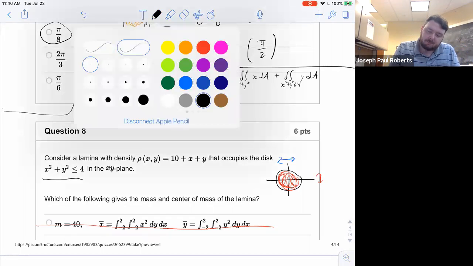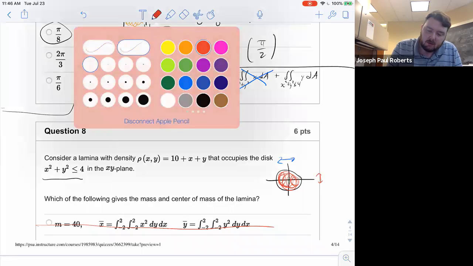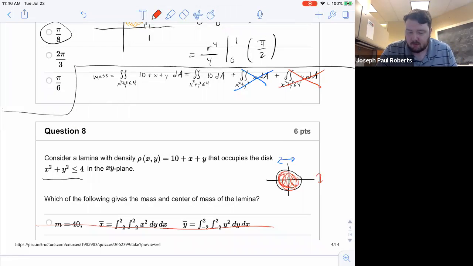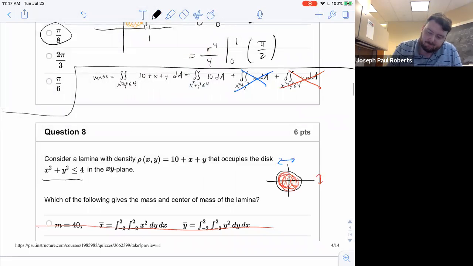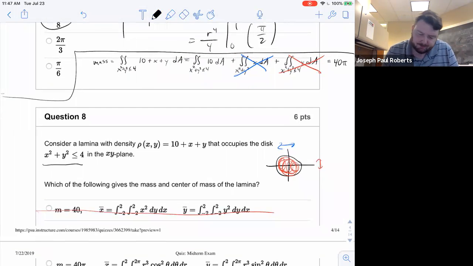And so now, because this integrand is odd in x and we have this symmetry over the y-axis, that integrates to 0. And then the symmetry over the x-axis and that integrand being odd with respect to y means that that integrates to 0. And so the mass really is just 10 times the area of this disk, which the area is pi times the radius squared, so 10 times 4 pi. So 40 pi is the mass.